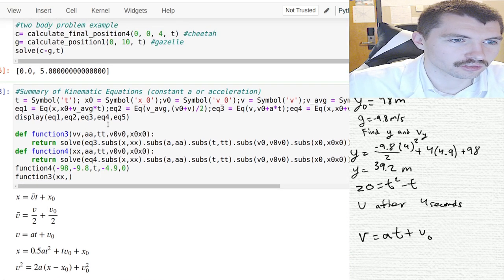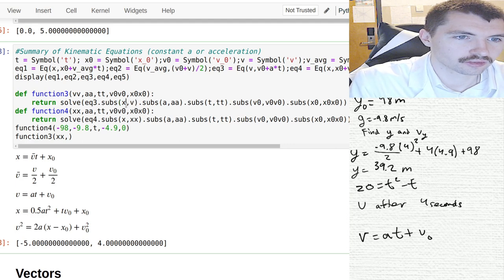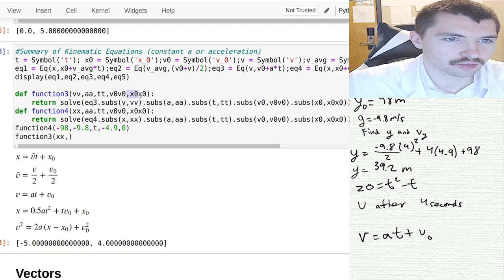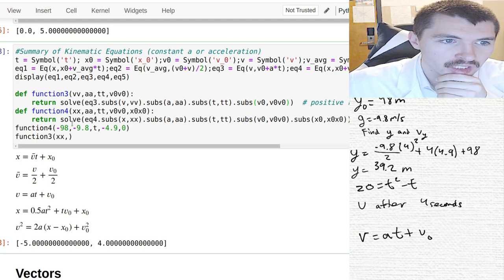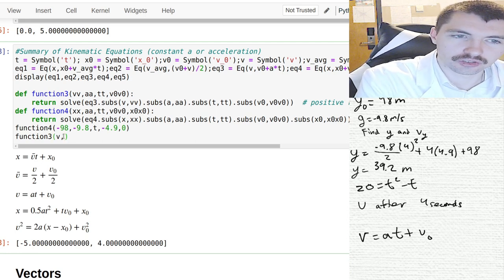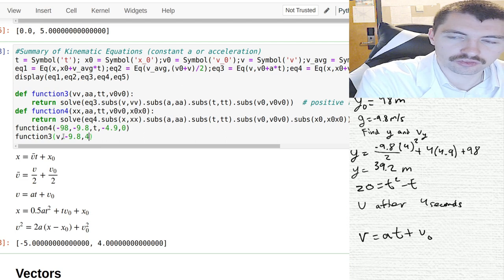Okay. So V is VV, A is AA, T is TT, and V naught. Okay, so this one has 4, and we're going to give you nothing for V. I'll give you a T, and I'll give you an A. A is negative 9.8. Give you a T for 4 seconds, and I'll give you initial velocity.